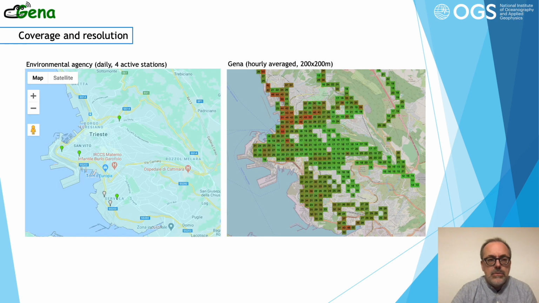I would like to show you the improvement in coverage and resolution we can have applying the crowdsourcing paradigm. On the left, we have the 4 active stations of air quality monitoring of the environmental agency in our city. Of course, the resolution is very low, while we can have the map coming from the Gena infrastructure with a resolution of 200 meters by 200 meters by 1 hour.